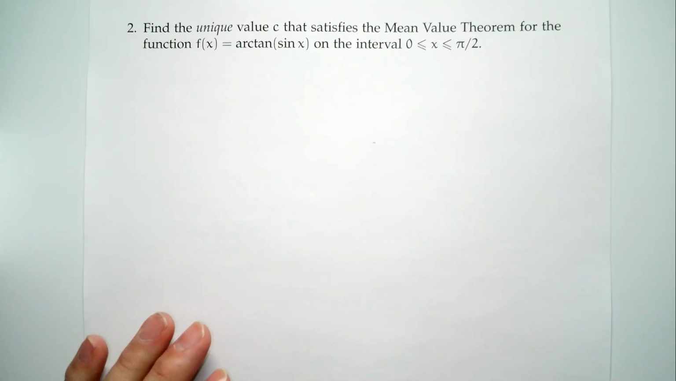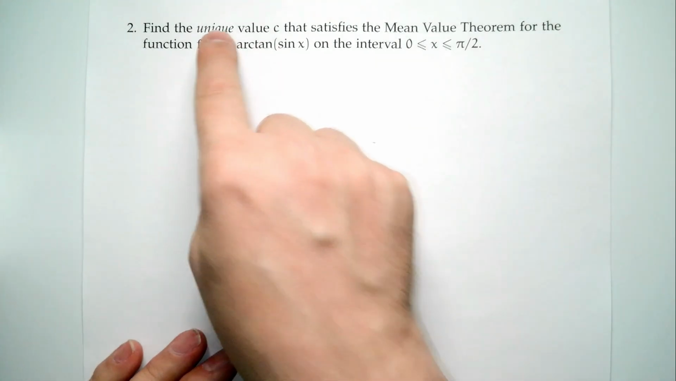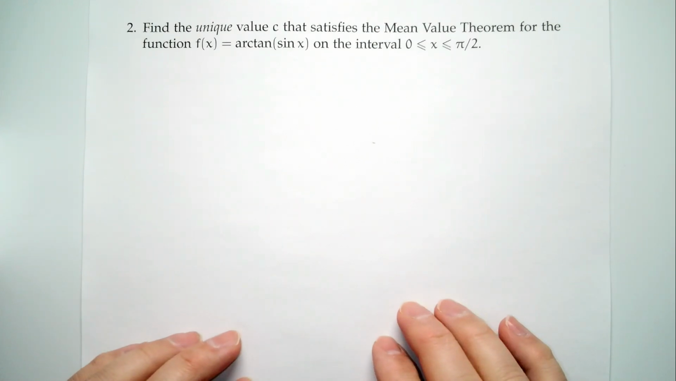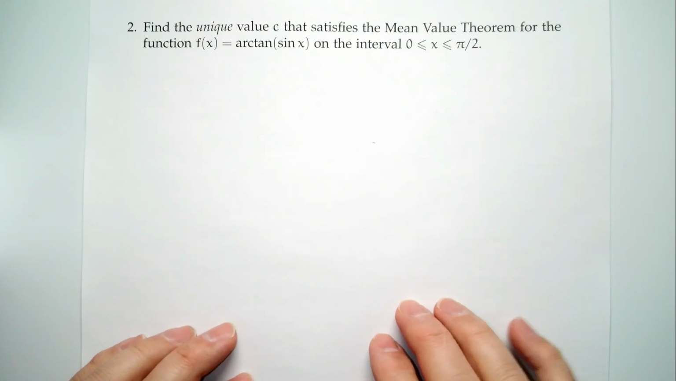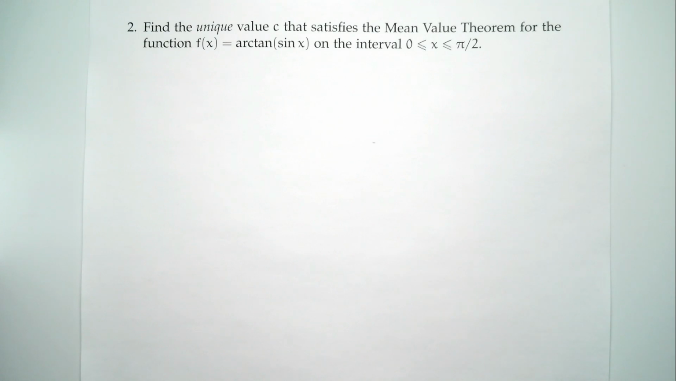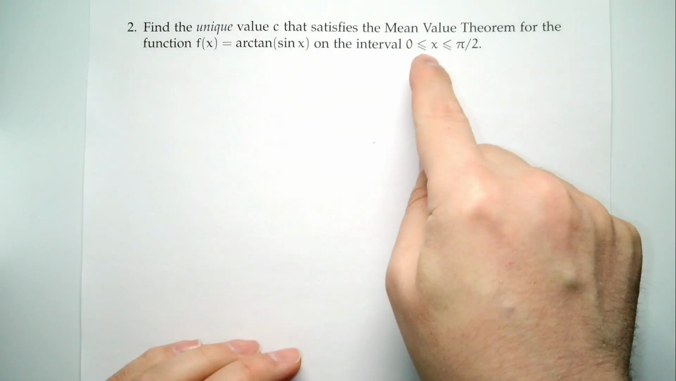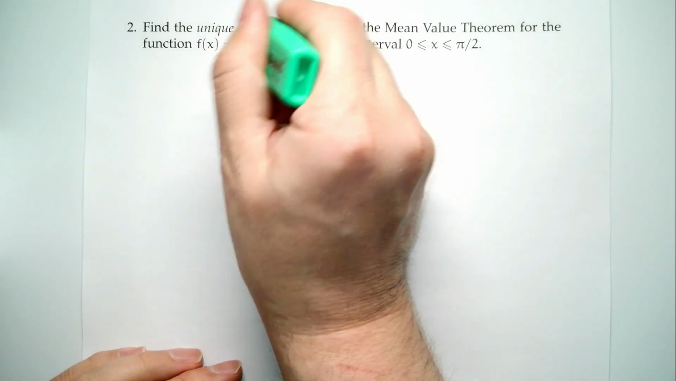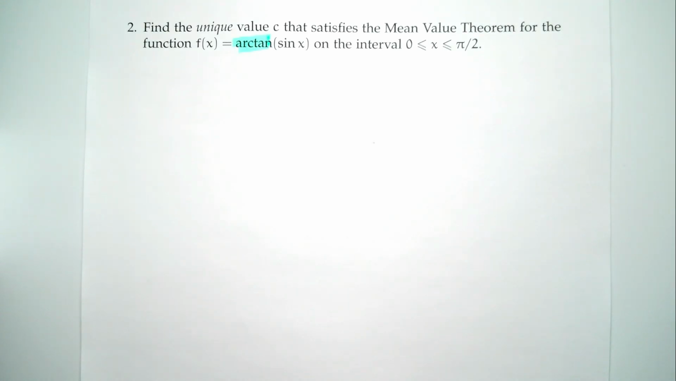Find the unique, that means there's only one, unique value c that satisfies the mean value theorem for the function f of x is arctangent sine of x on the interval 0 less than or equal to x less than or equal to pi over 2. You already know, even before starting this problem, that this is going to be a great problem. You might say, how do you know that? Because we see that. Arctangent. Whenever you see arctangent, you know the problem is going to be good.